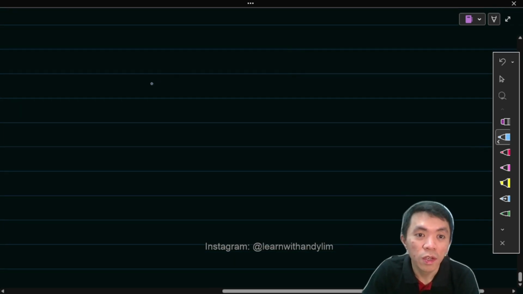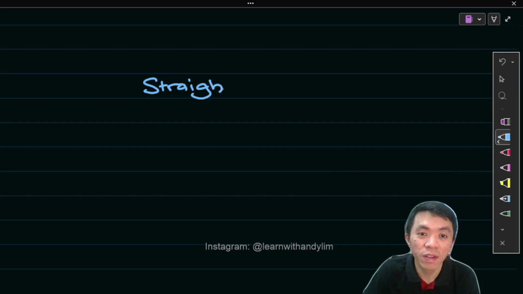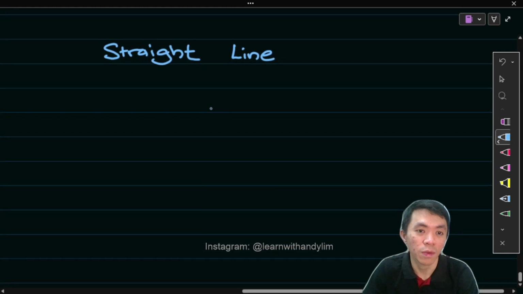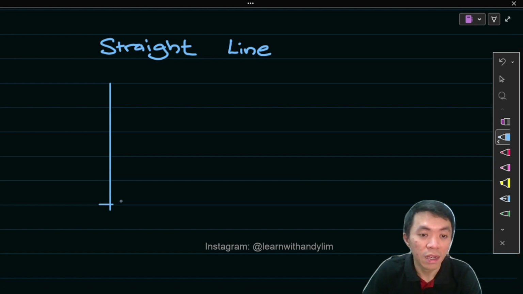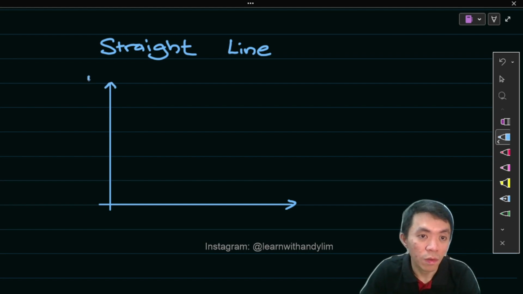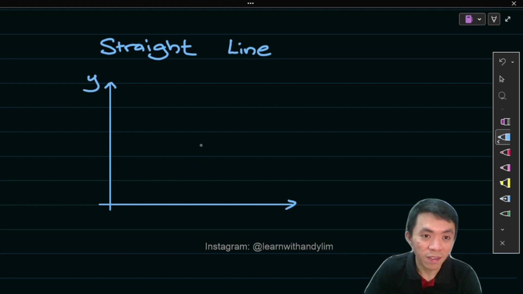Hello everyone. Today we are going to discuss straight lines in a simple and easy way. Before we get started, let me draw a Cartesian plane. A Cartesian plane includes the y-axis on a vertical axis and the x-axis on its horizontal axis.